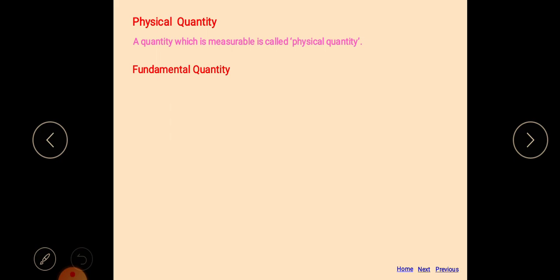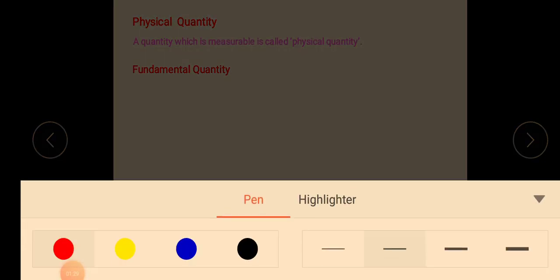Then if we derive or write an equation, the equation may be like this: P equals N U. P stands for physical quantity, N stands for its magnitude and U stands for unit. Any physical quantity has these two things, numerical value as well as unit. That numerical value is called the magnitude.